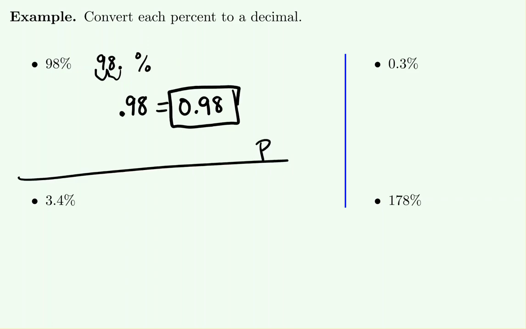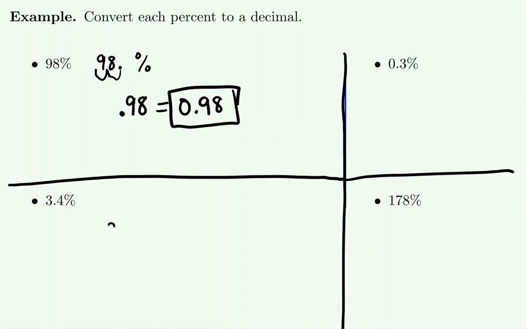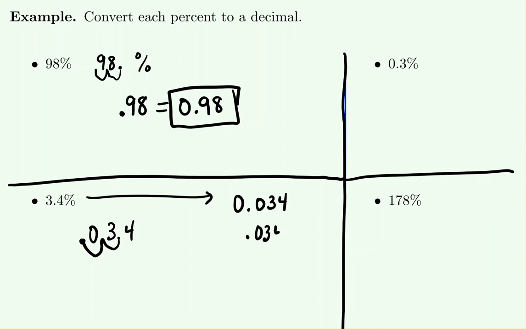I recommend you pause the video at this point and attempt these 3 remaining problems, and then unpause and check your solution. So I find the decimal place and I move to the left, not to the right. But again, there's nothing there, so I add in the 0, which means 3.4% as a decimal is 0.034, or just .034. Both are equivalent.